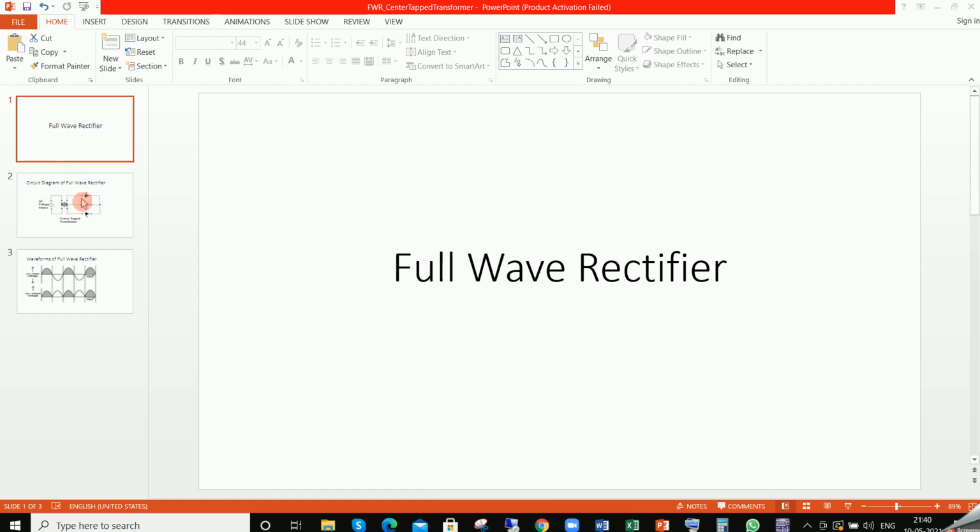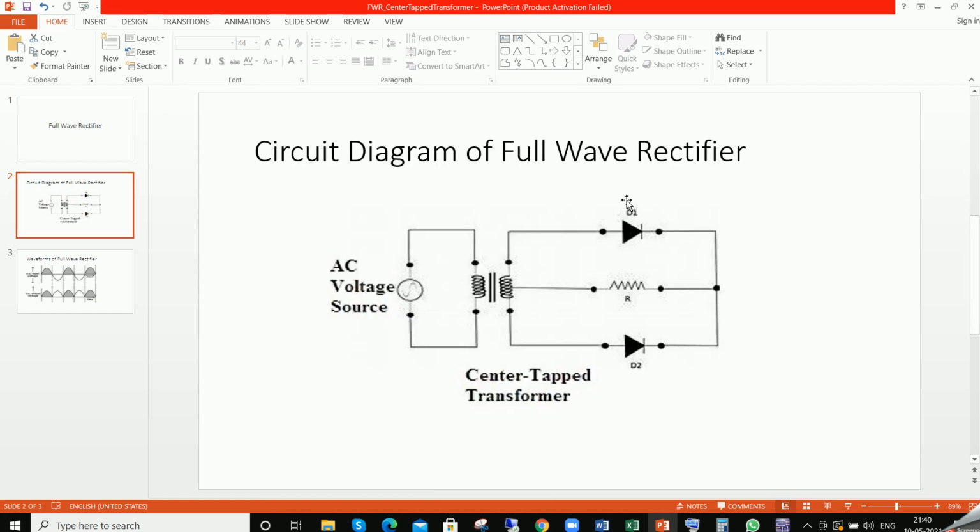The circuit diagram of full wave rectifier is this. AC voltage source, center tap transformer, diode D1, diode D2 and load resistance RL. In full wave rectifier, two diodes are used.